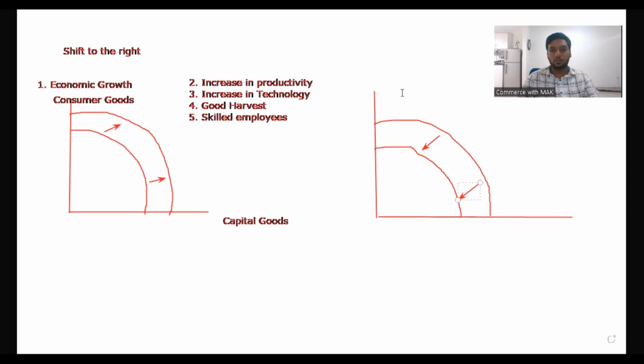So here I'll write again consumer goods, then I'll write capital goods. Don't write simple terms when you're doing it in exams. Always write the full term, where you get marks. So here we say shift to the left. It's just that. So what are the reasons why it is a shift to the left? I'm going to take a few reasons.